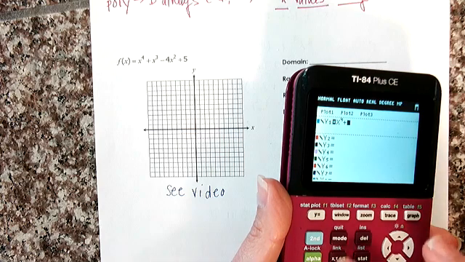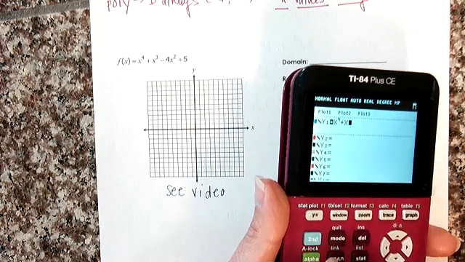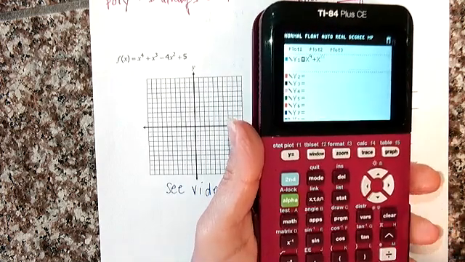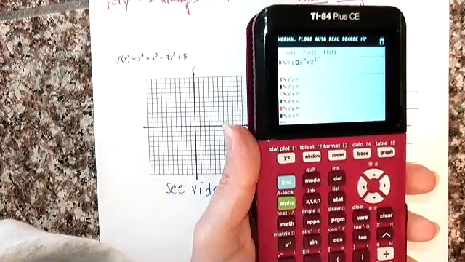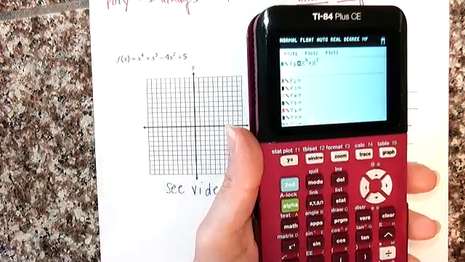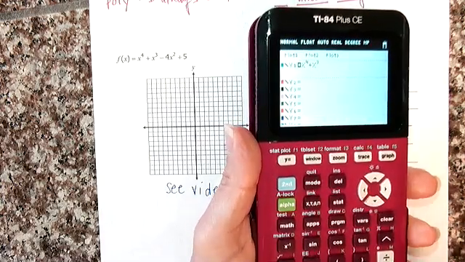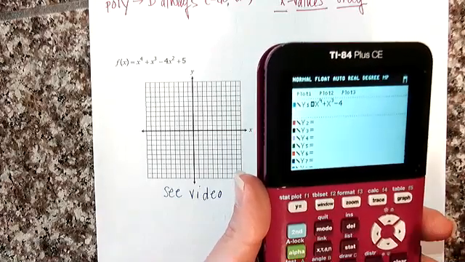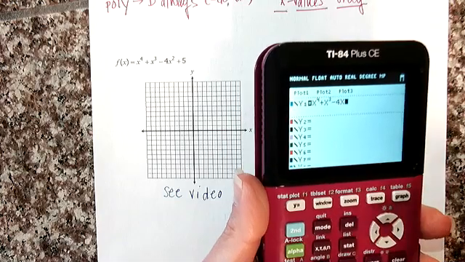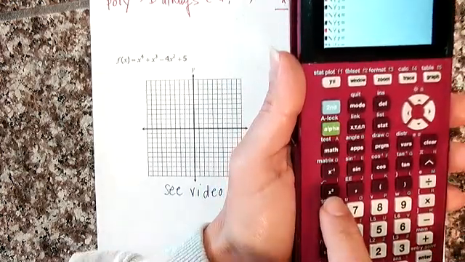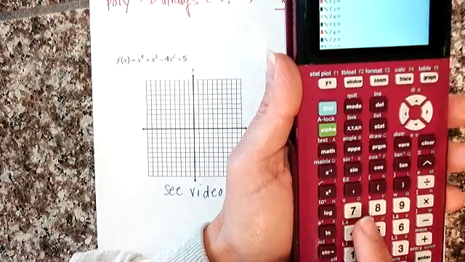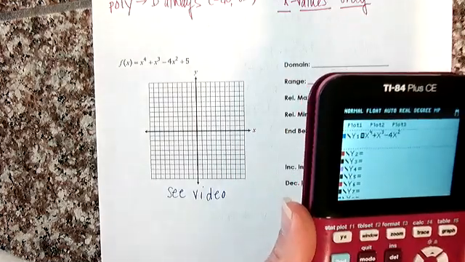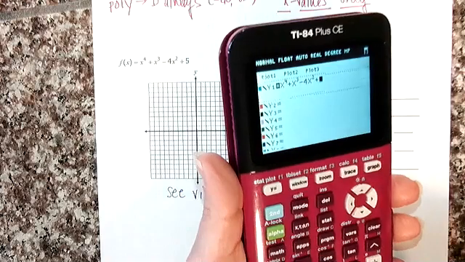Plus X, so use the X key, cubed, so I'm going to use the caret, and then 3, and then minus 4, and then again the X key. For X squared, there's actually an X squared key to the left of the 7-ish. So you can push that if you'd like. And then plus 5.